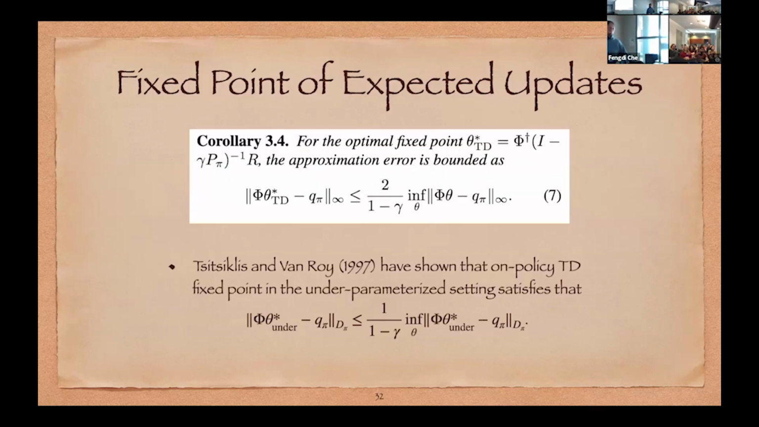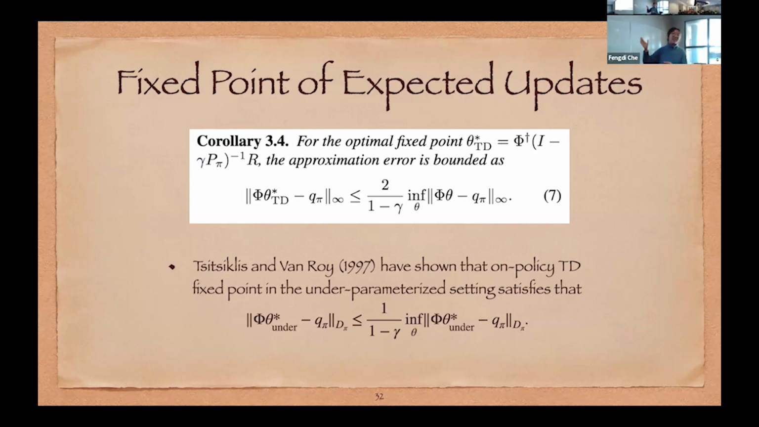Okay, and then the next point is about the property of the fixed point. If we look at the fixed point, this one is for initial value 0. The fixed point equals the pseudo-inverse of the feature matrix times the inverse of I minus gamma times the transition matrix, times the reward function. The surprising thing is it's independent of the data distribution. It's just because it's over-parameterized, every point can be well expressed by itself, so the data distribution doesn't play a role here.